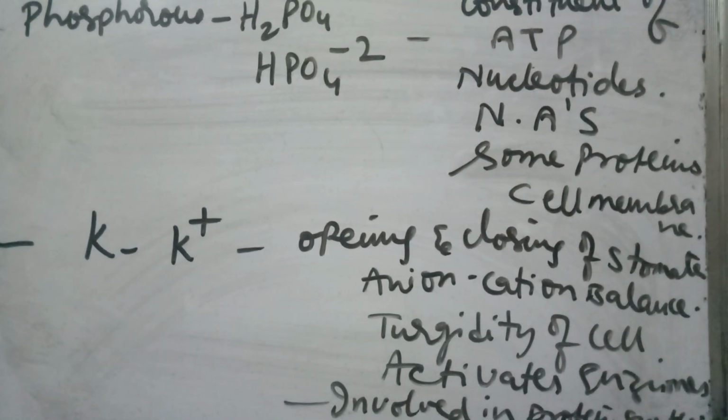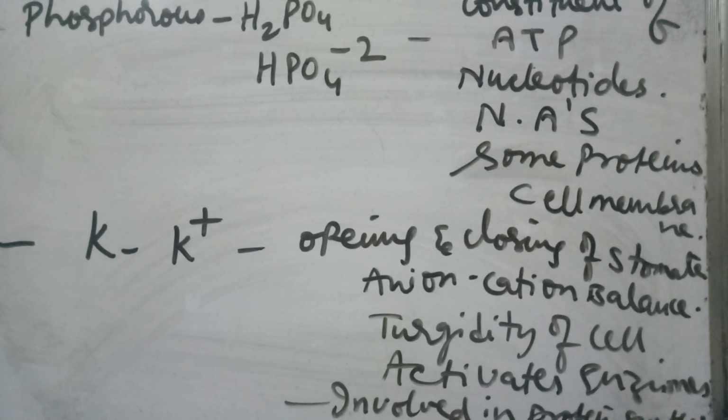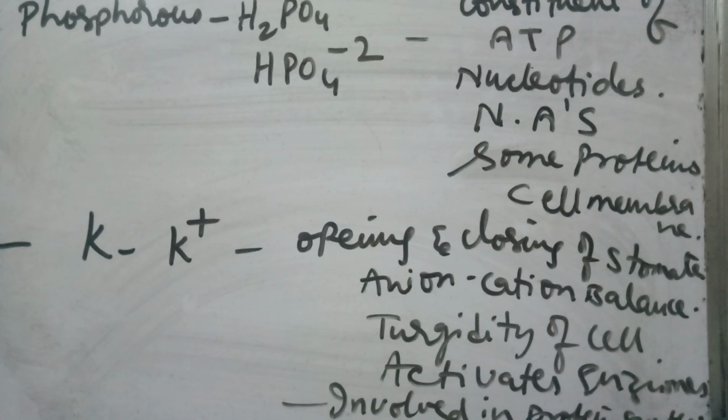So that's about it. We completed carbon, hydrogen, oxygen, CHO, and NPK. Next: Ca, Mg, S, calcium, magnesium, sulphur.